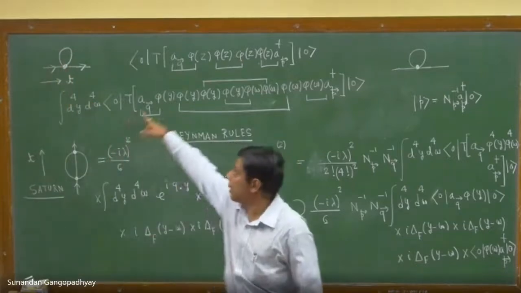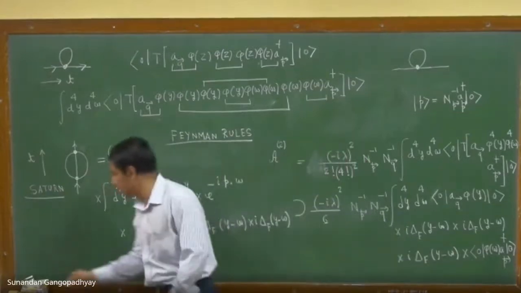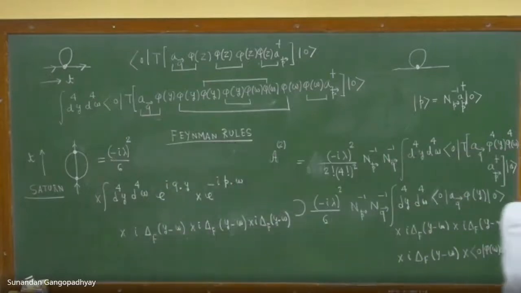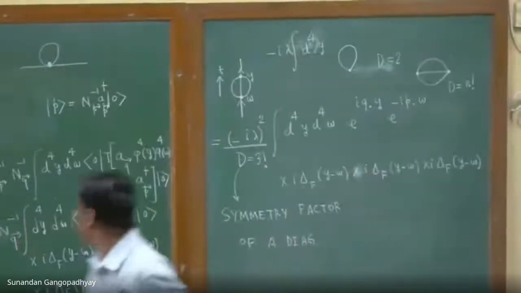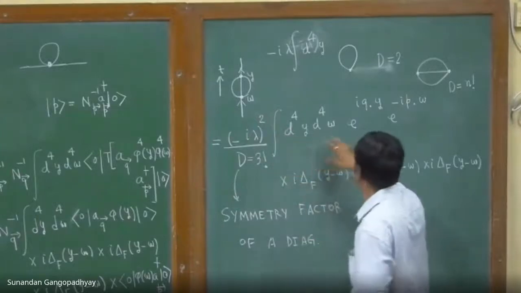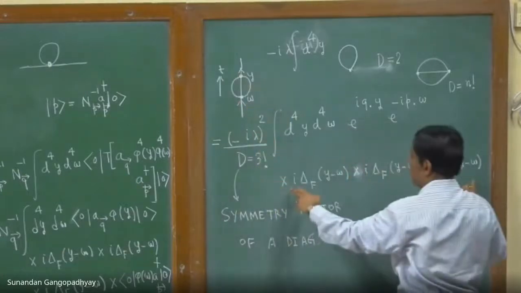So please try to apply the Feynman rule for this diagram and see whether you can reproduce the expression that I derived from Wick's theorem. So these are basically the Feynman rules. For each vertex, you multiply by minus i lambda d4y. There are two vertices, so you will have two such factors multiplied by this integration. So minus i lambda, two integrations d4y and d4w. Two external lines give you this, and three internal lines give you the three propagators.